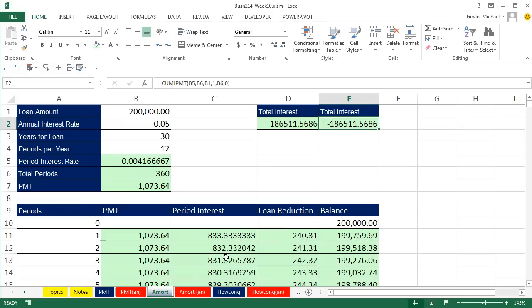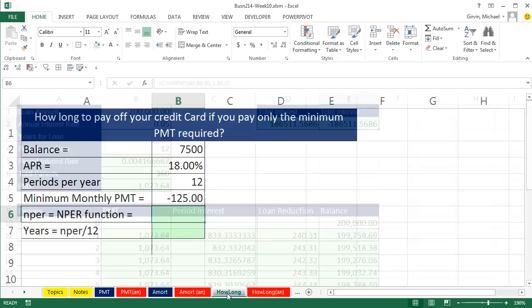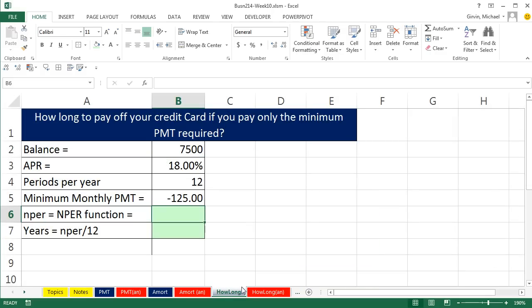Now we want to go over to our next sheet, how long, and look at the painful truth about credit cards. How long to pay off your credit card balance. So it says $7,500. That's your balance. And up in the corner it says your minimum payment is $125. A lot of people pay that and don't think about it. That would be awful. Not only is it tons of interest, but it's going to take a long time. So let's figure out how long.